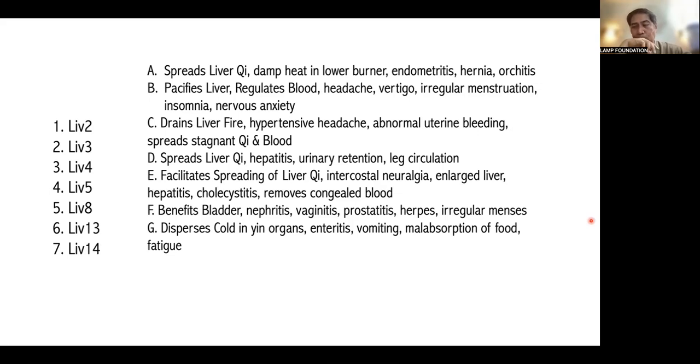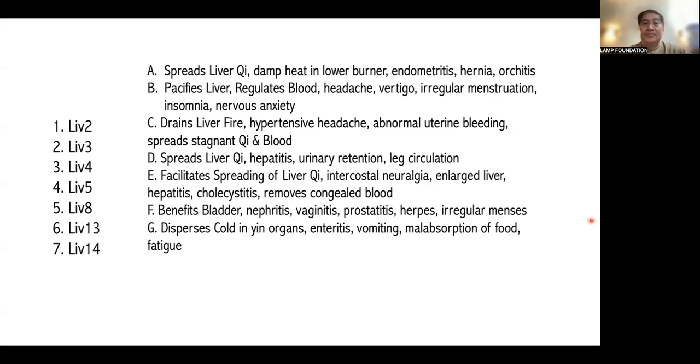So, Liver 8 is a water point, Doc. Halsey point. Yeah. C point. So, kaya napaka-effective niya for swelling, vaginitis, nephritis, and also na mayroong mga dampness, no? Dampness. Yeah, okay. Let's go to liver 13.